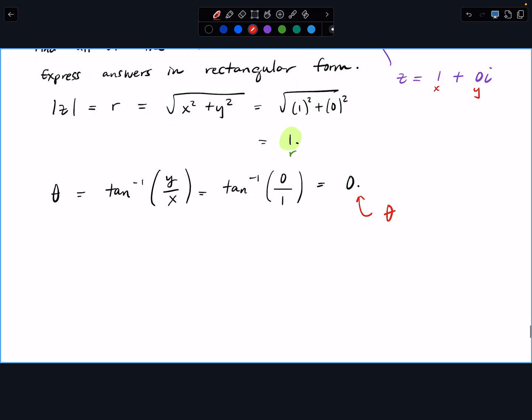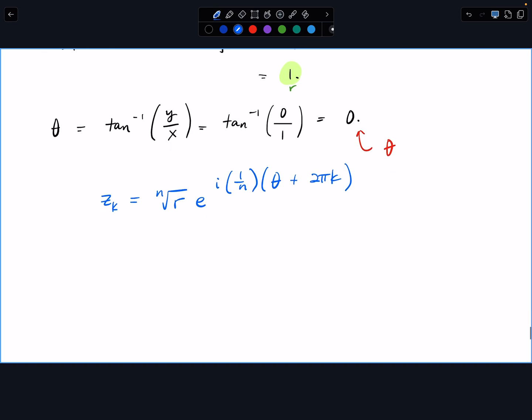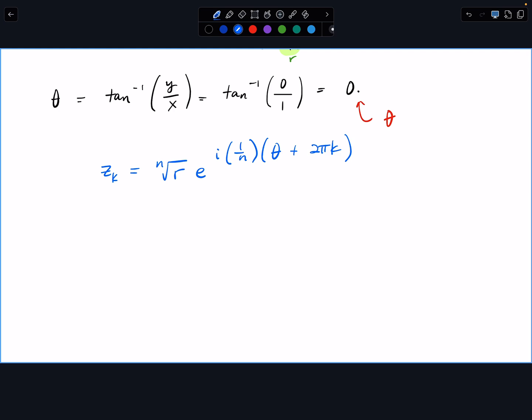Okay, so remember, we're going to use this formula. What is n in this case? 6. So for our problem, n is 6. And then what are the k's I'm going to use? k is equal to what? 0 through 5. Good. And if you're not sure, count them. 1, 2, 3, 4, 5, 6.